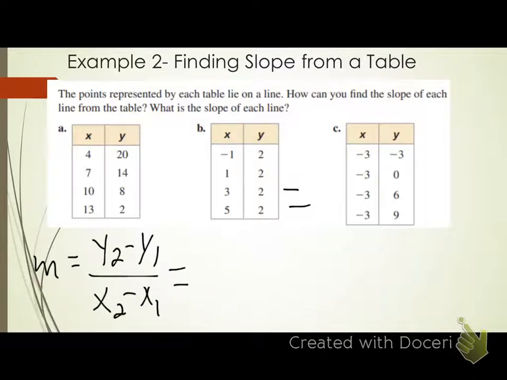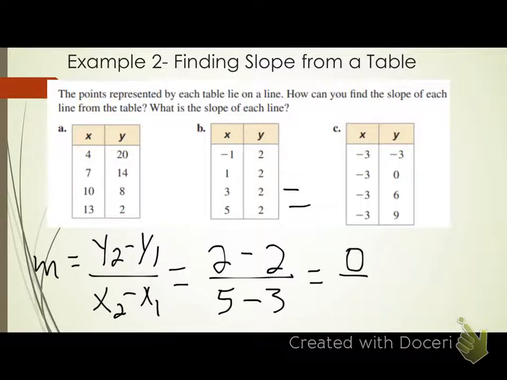Okay, what's my second y value between those 2 points? 2 minus what's my first y value? 2. What's my second x value? 5 minus what's my first x value? 3. 2 minus 2? 0. 5 minus 3? 2. What is 0 divided by 2? 0. So my slope of this line is 0.